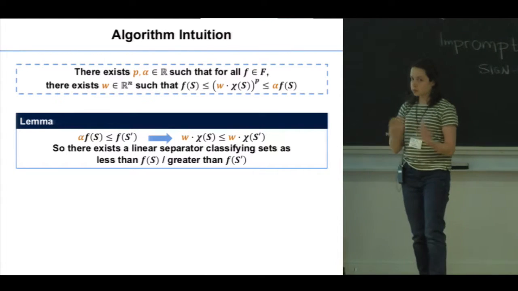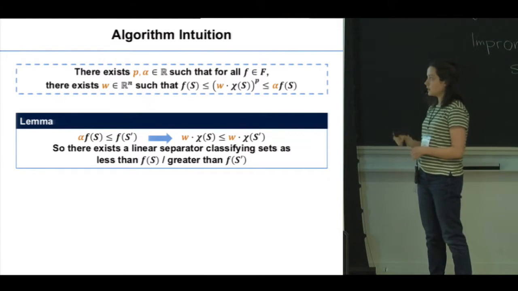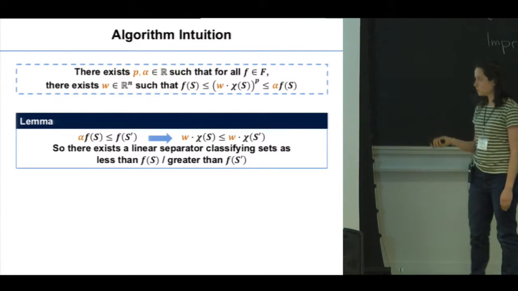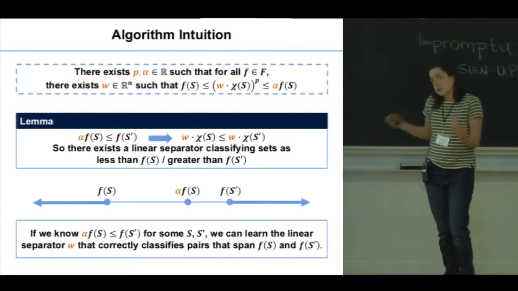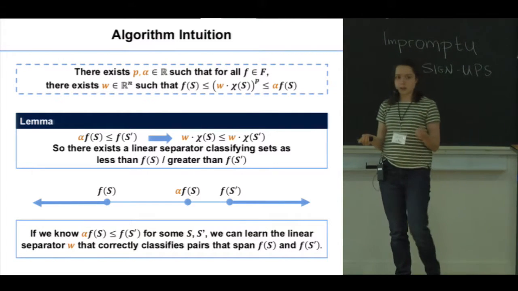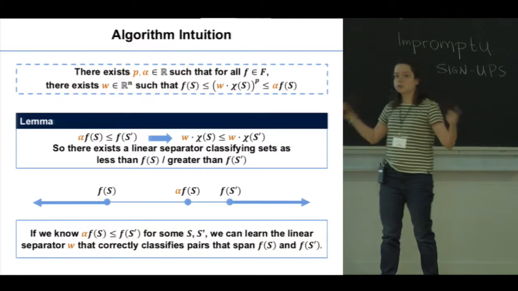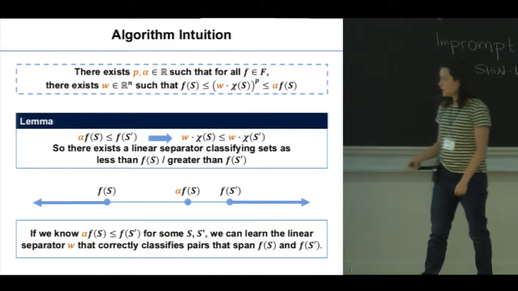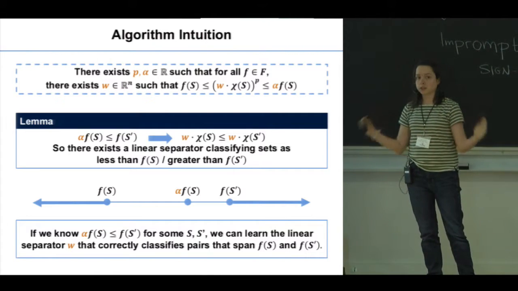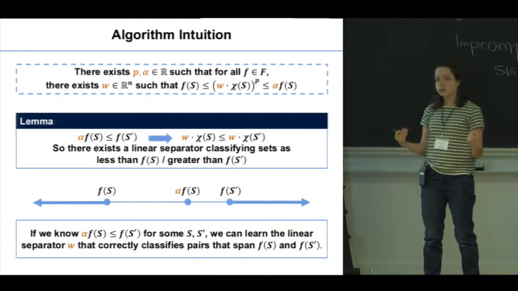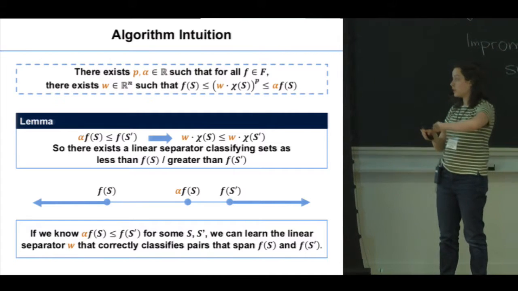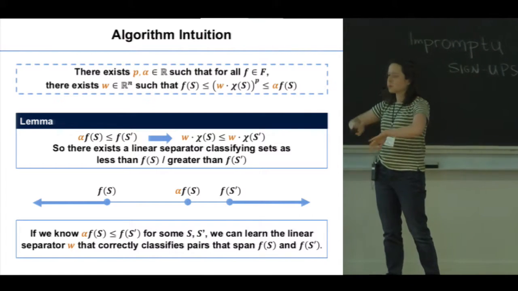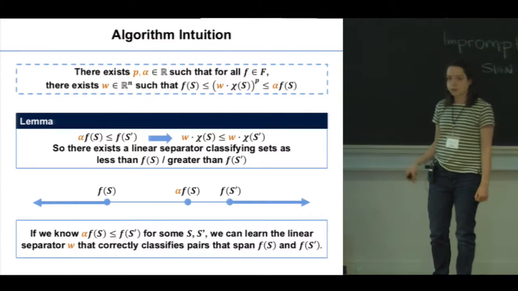In other words, this means that there exists a linear separator classifying sets as less than f of S and greater than f of S prime. Suppose hypothetically that I had two sets in hand, S and S prime, that I knew had values alpha apart, like in this picture. Then I could learn the linear separator that correctly classifies the pairs which are either less than f of S or greater than f of S prime, so pairs that span the values f of S and f of S prime.